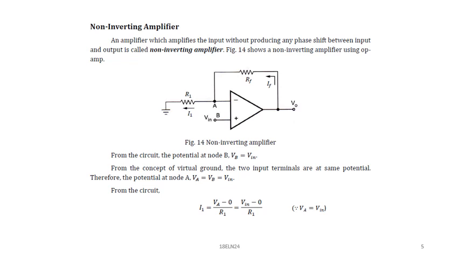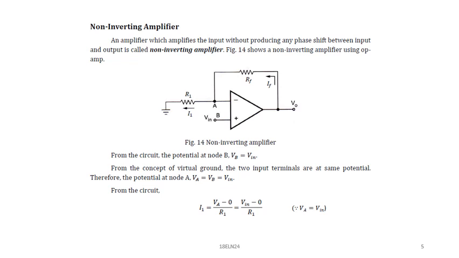As the name itself indicates, here the input is given to the non-inverting terminal of an op-amp. So at the non-inverting terminal of the op-amp, we have provided the input signal. An amplifier which amplifies the input without producing any phase shift between input and output is called a non-inverting amplifier. So the phase shift between input and output is 0. This is called a non-inverting amplifier.